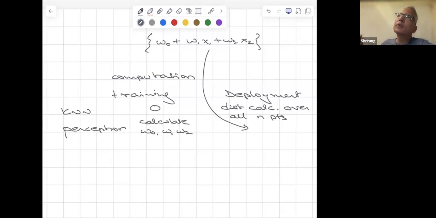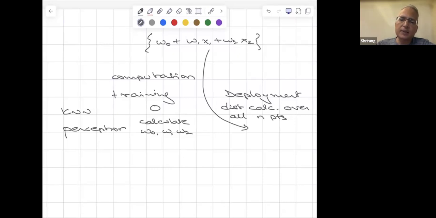Because just imagine, if you have a data set with thousands of points, right? Not only is it compute expensive, but even storing the locations of 1,000 points versus just storing one array of W's. It's completely different, right?